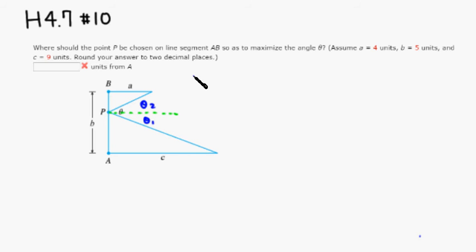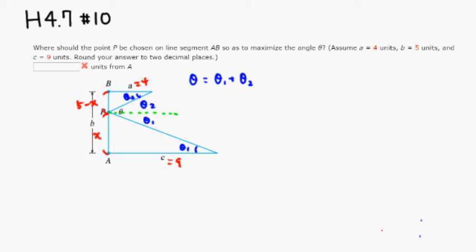Theta is going to be the sum of theta 1 plus theta 2. Since this line is horizontal, this is going to be theta 1 as well, and this is going to be theta 2. I'm going to call this segment x right here. In this case, b is 5, so this is going to be 5 minus x. And c is 9, so this is 9 right here. And a is 4.